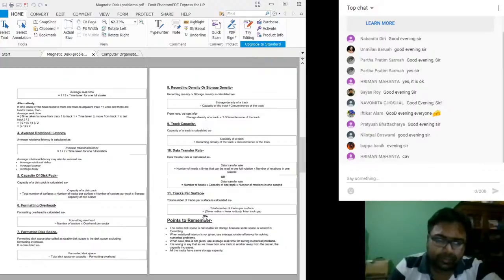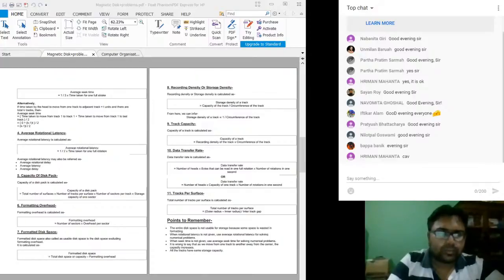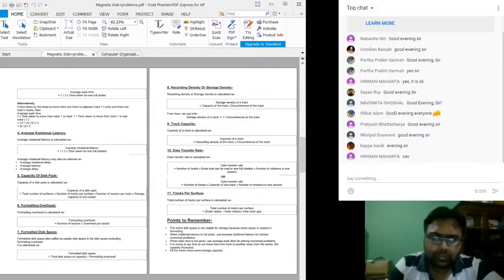So these are the parameters which are related to your magnetic disk performance. Any doubts up till now?